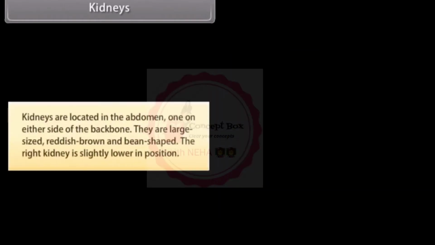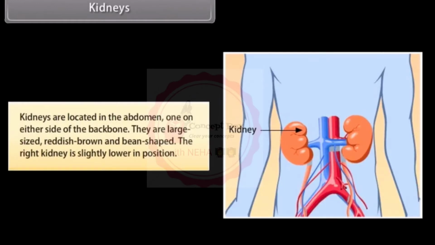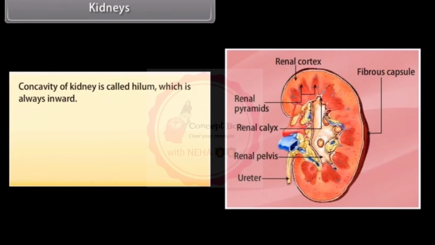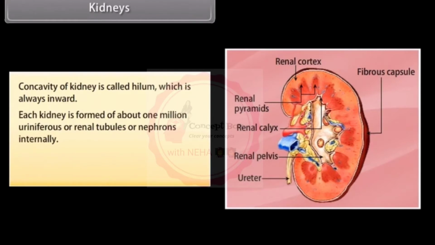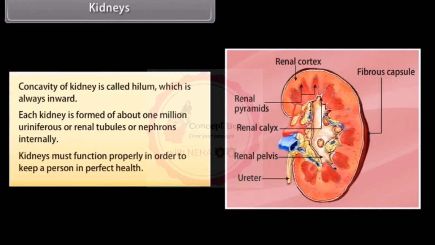Kidneys. Kidneys are located in the abdomen, one on either side of the backbone. They are large-sized, reddish-brown, and bean-shaped. The right kidney is slightly lower in position. The concavity of the kidney is called the hilum, which is always inward. Each kidney is formed of about 1 million uriniferous or renal tubules or nephrons internally. Kidneys must function properly in order to keep a person in perfect health.